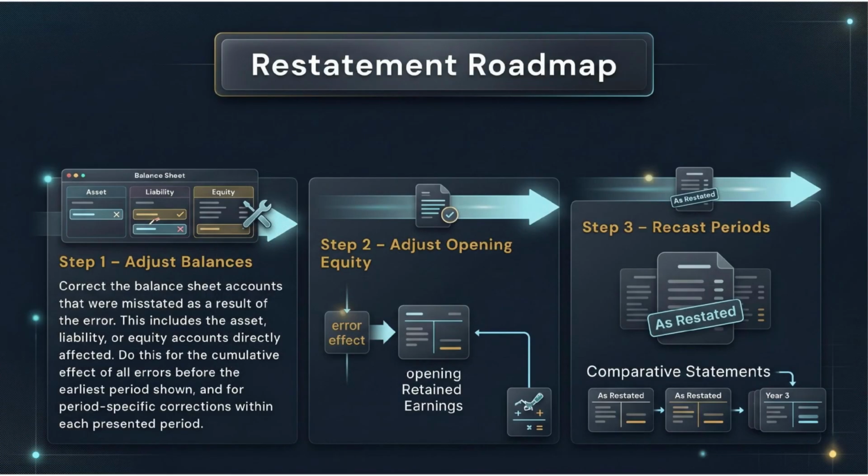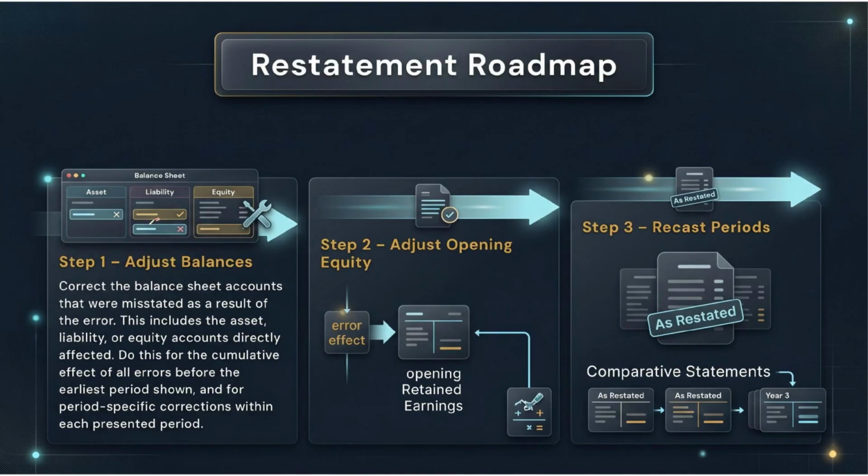The restatement roadmap has three movements. Step 1, adjust the misstated asset and liability balances. Step 2, adjust opening equity for the after tax cumulative effect of errors before the earliest period presented. Step 3, recast the comparative periods that are actually shown.